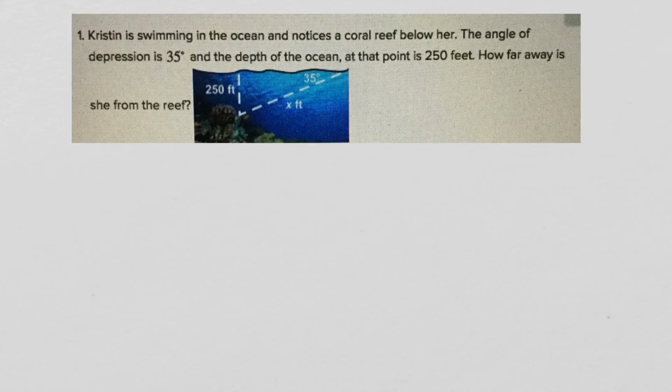All right, let's look at this triangle. Kristen is swimming in the ocean and notices a coral reef below her. The angle of depression is 35 degrees, and the depth of the ocean at that point is 250 feet. How far away is she from the reef? So we're going to go ahead and put our right angle in, and we're going to label our sides. So our first arrow comes out of the right angle. That is our hypotenuse. The 35-degree angle is what we're given, so our second arrow comes out of there. That is our opposite. And the other side is going to be our adjacent.